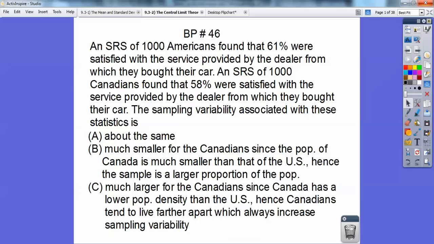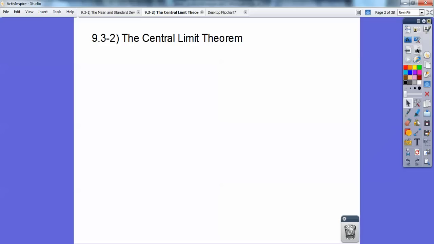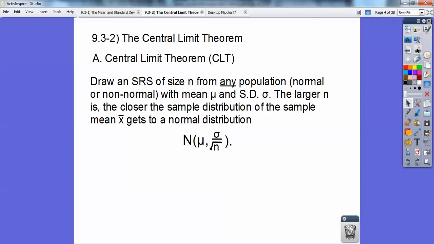Okay, all right, so let's go ahead and do the central limit theorem. Central limit theorem, CLT. Draw an SRS of size n from any population, normal or even not normal. It doesn't even have to be normal, with mean mu and standard deviation sigma. The larger n is, the closer the sampling distribution of the sample mean gets to the normal distribution, where this is my population mean, and this is my standard deviation, the population standard deviation divided by the square root of n.